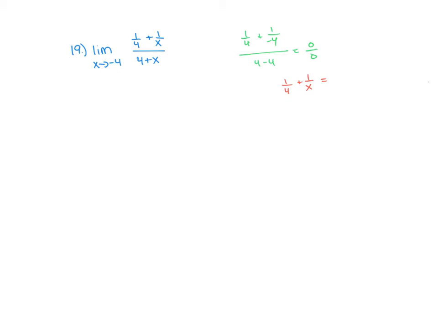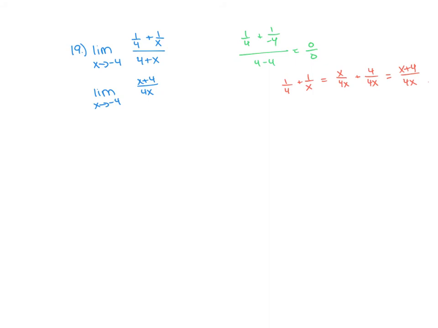So 1/4 plus 1 over x, my common denominator, I would multiply those denominators together. So 4 times x is my common denominator. That means that first fraction I need to multiply by x over x. The second fraction I need to multiply by 4 over 4. So when I add these, I get x plus 4 over 4x. So let's go back to our problem. My numerator is now x plus 4 over 4x.